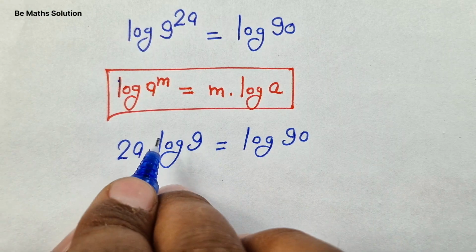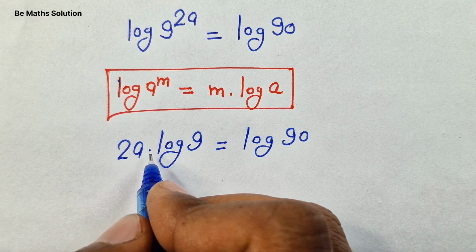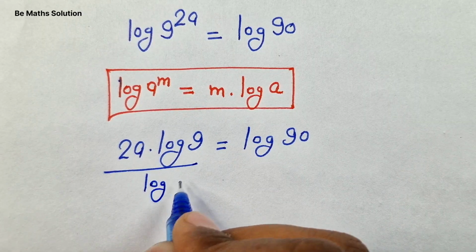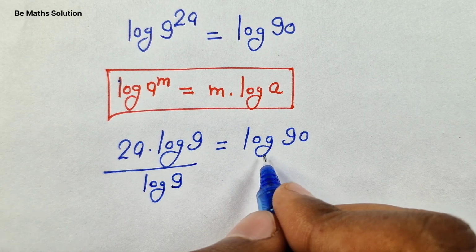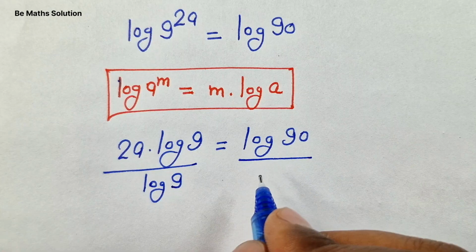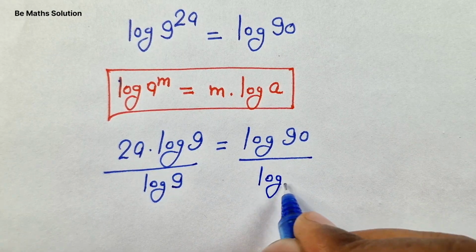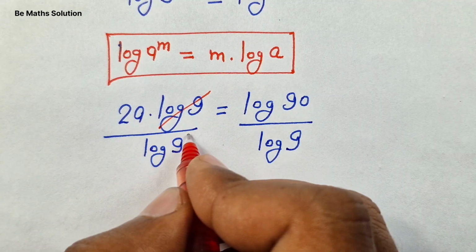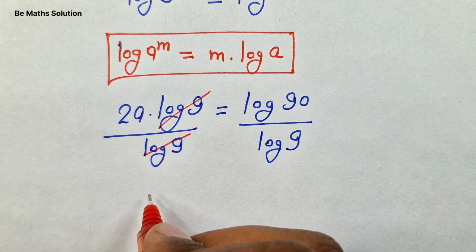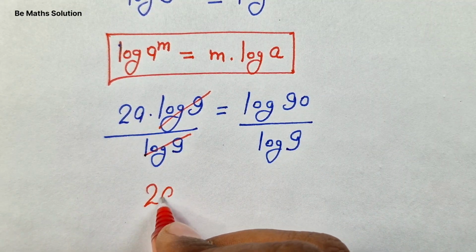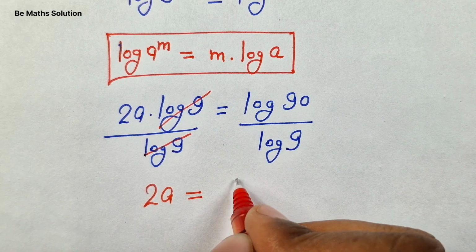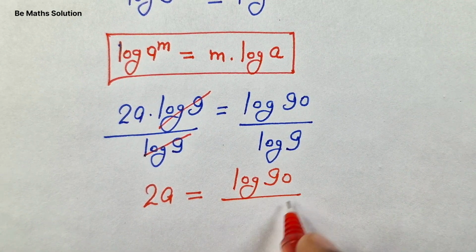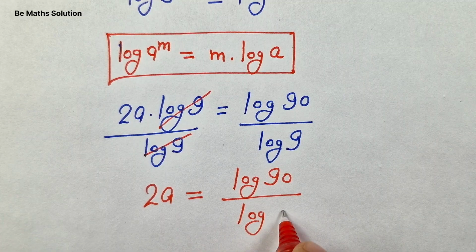Divided by log 9 on both sides: 2a times log 9 divided by log of 9. Log 9, this and this cancel. It is 2a is equal to log of 90 over log of 9.